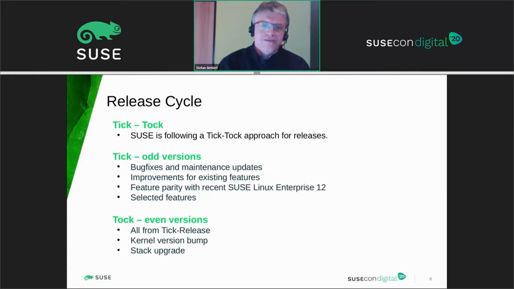Our even versions, Service Pack 2 and 4, are the ones where we say, let's not only add bug fixes, but also do a bit more features, where we, for example, change the kernel version, do a big kernel version bump to enable more hardware, or look at whether we need a new stack for, let's say, the X server or other things. So there we have more intensive, more critical updates and also more changes in the service pack than you see in the odd versions.